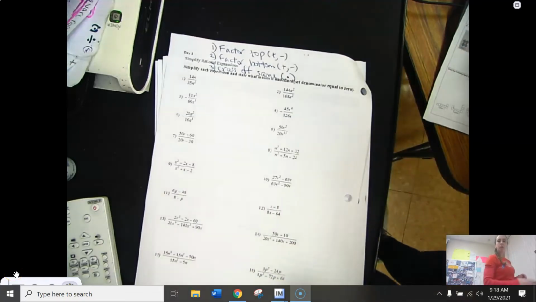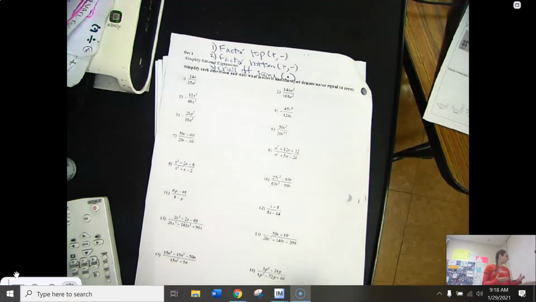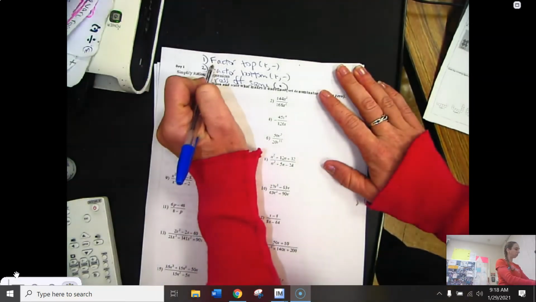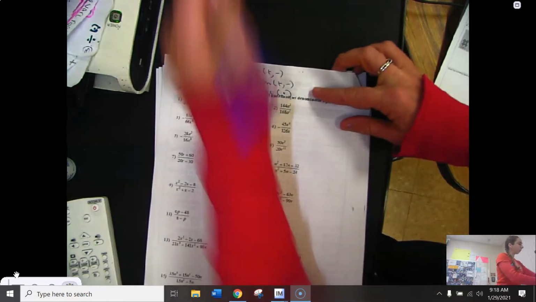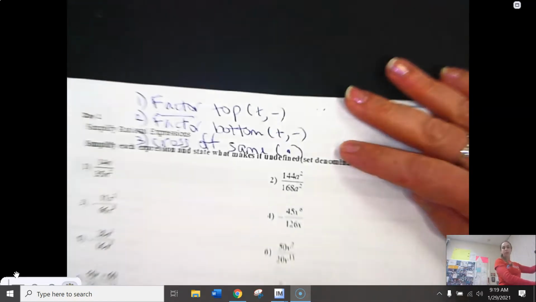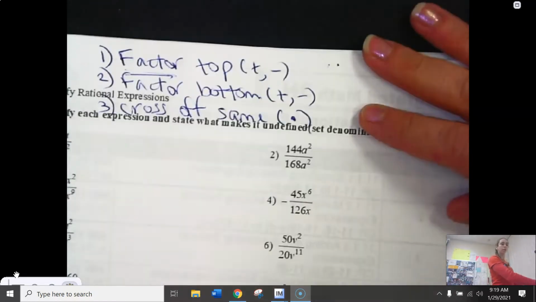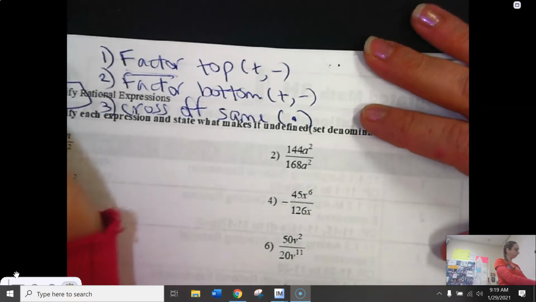Okay, so this chapter will be the same as other ones in the sense that you're going to need to know how to factor. So I want you to write this down. Let me zoom in a little bit. As long as you follow these rules, then you'll be good for the first section of simplifying.